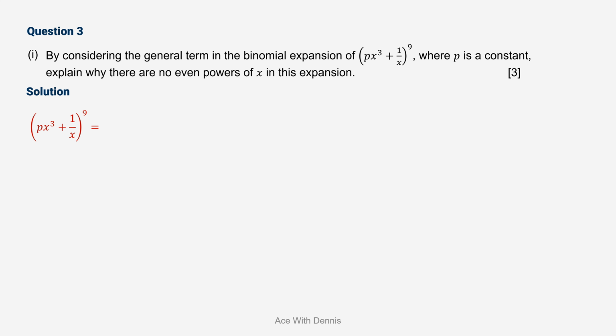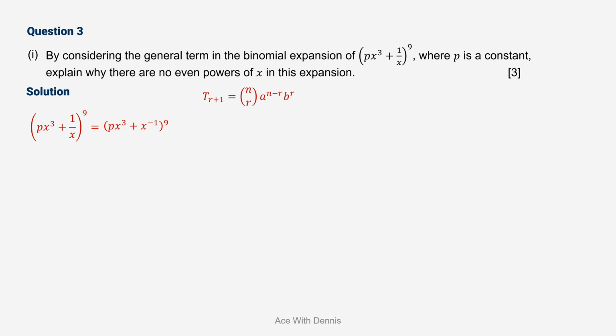First, from the given binomial expansion, we can change it into indices form, which will get px cubed plus x to the power of negative 1, then close bracket to the power of 9. Right, so why do we want to do this? So that later we can do the calculation easier. Now we can use this Tr plus 1 formula, which equals n choose r times a to the power n minus r, b to the power r.